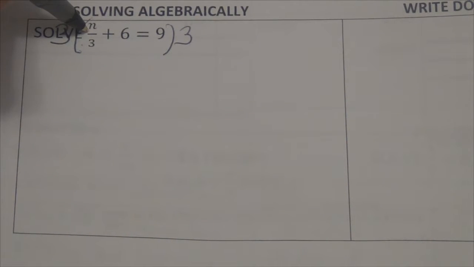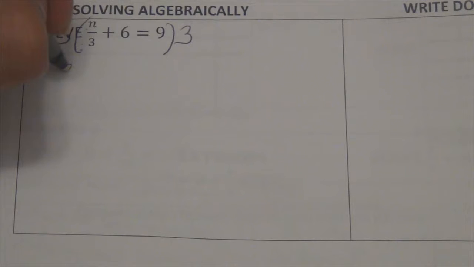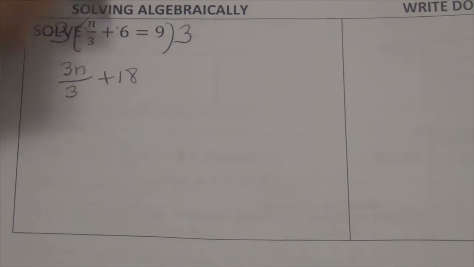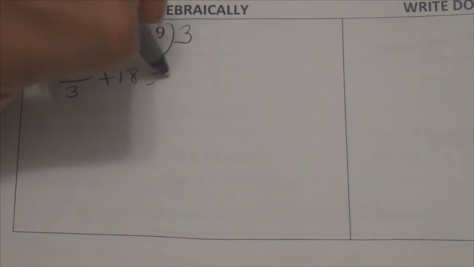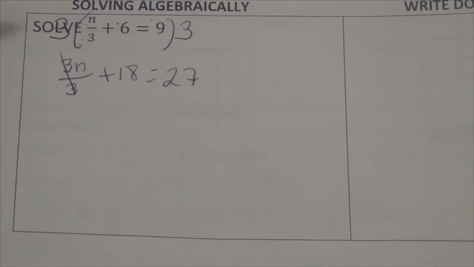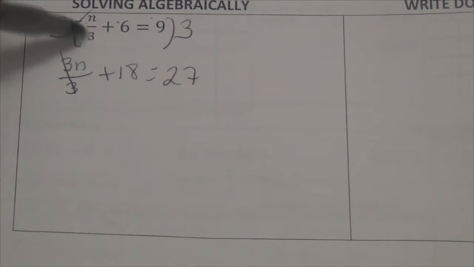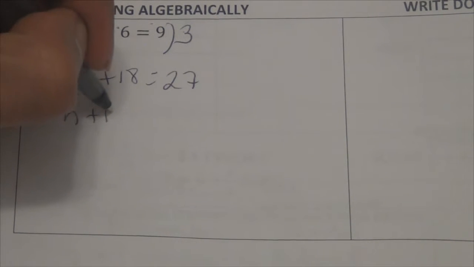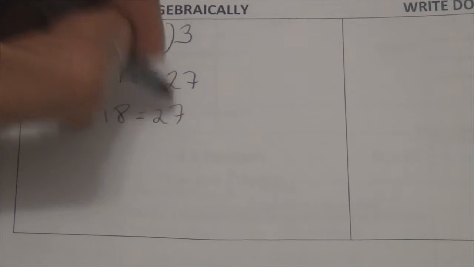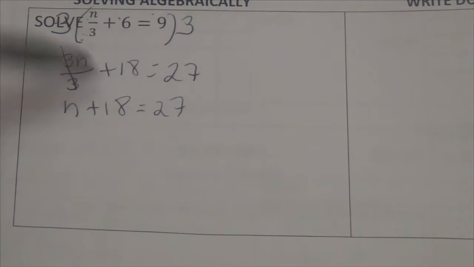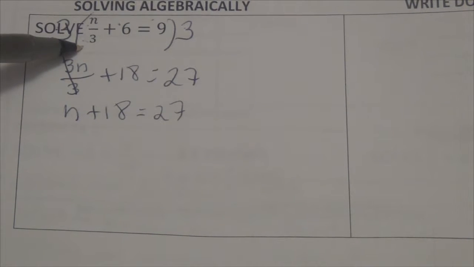So 3 times n is 3n divided by 3, okay? So that's 3n divided by 3, plus 3 times 6 is 18, equals 3 times 9 is 27. These 3's cancel out. I should have canceled them out over here, because I already said it: when you multiply and divide by the same number, they cancel out. If I'm speaking too fast, you could just slow down the video on YouTube. All right, so I didn't do anything. All I did is copy this with the cancellation of the 3's. So fractions taken care of.